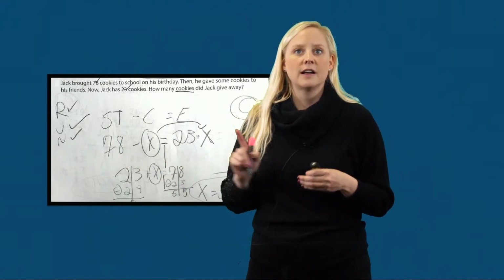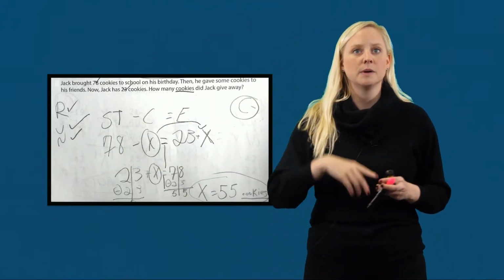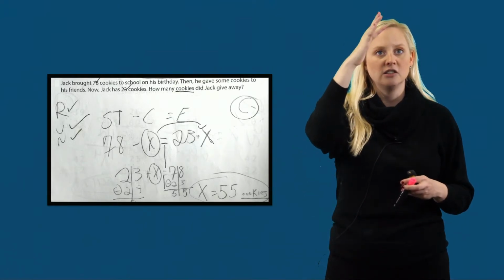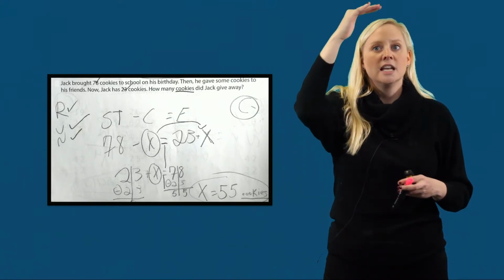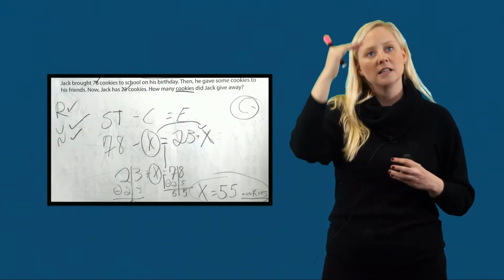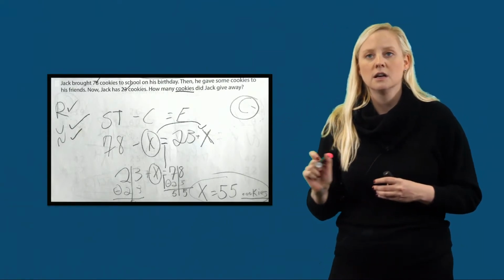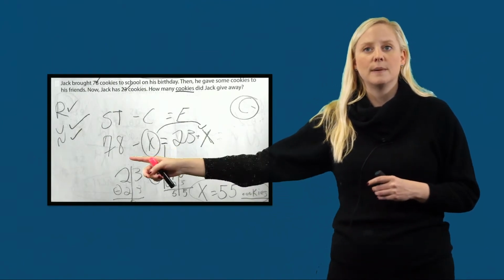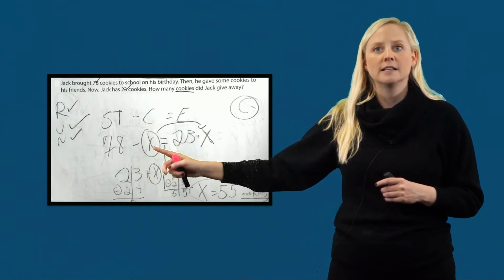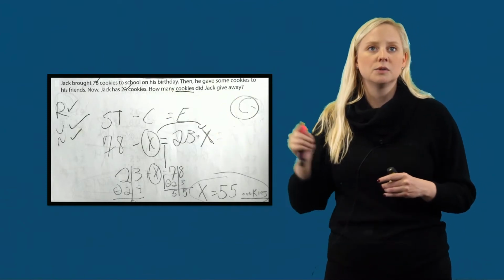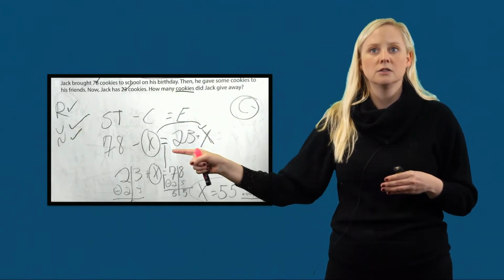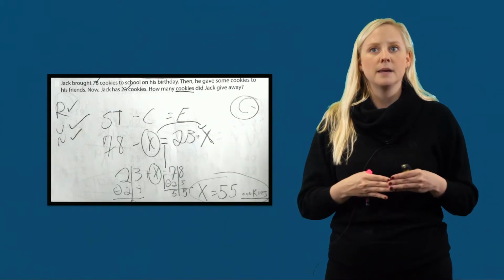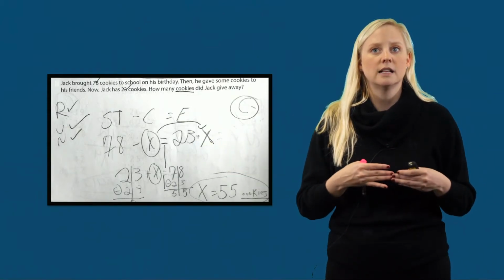Here, the student identified the problem type is a change decrease because Jack had some cookies, then he gave some away. So there was a change that happened. What was the change? He gave some cookies to his friends. If he's giving cookies away, there's a decrease. The student wrote the change decrease equation, identified the start amount as 78. The change amount is missing. He gave some cookies to his friends. We don't know how many cookies, so mark that with an X. The student identified 23 as the end amount because now he has 23 cookies at the end.